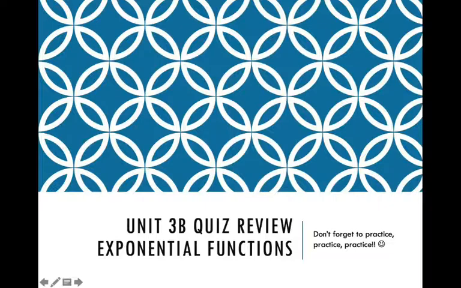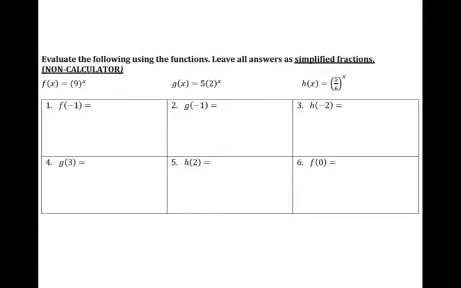So the first thing we're going to look at is actually calculating bases to exponents. Here we are evaluating the following functions. We're leaving all answers in simplified fractions, and we want to do this without a calculator. Every single one of these problems is written in function notation, so I need to pay attention to which function I am going to use. Number 1 says f of -1, so that means I'm going to take -1 and plug it in for x into my f function. So let's do that.